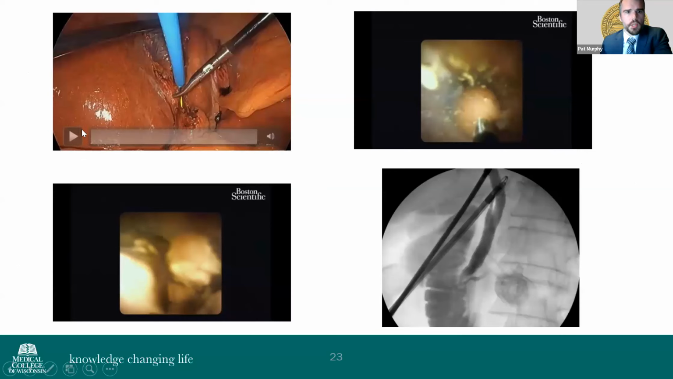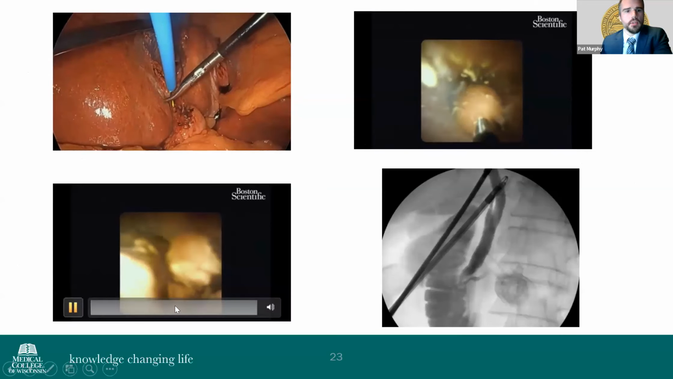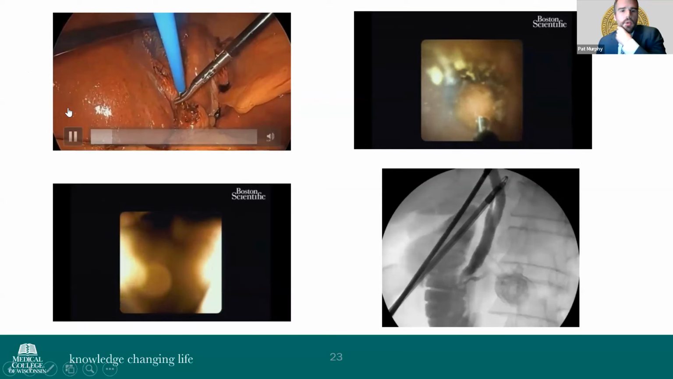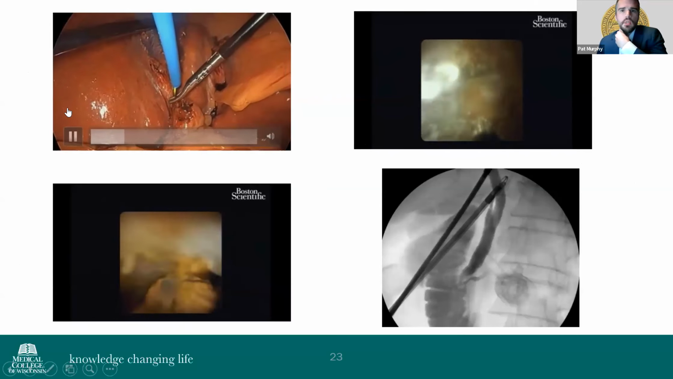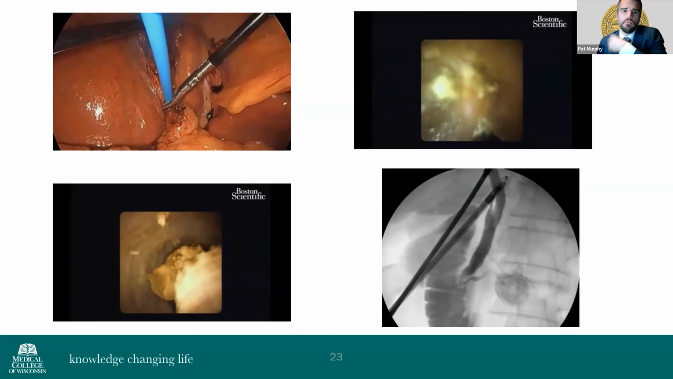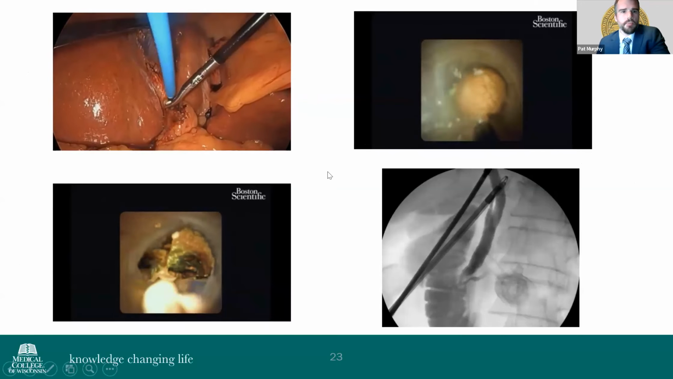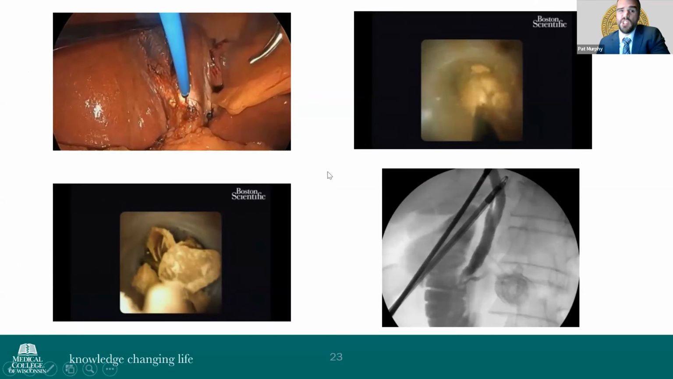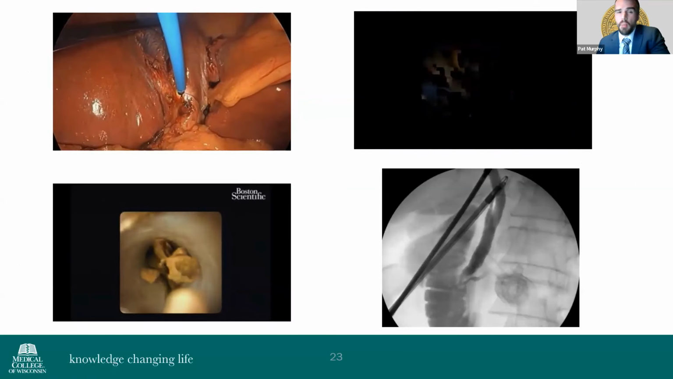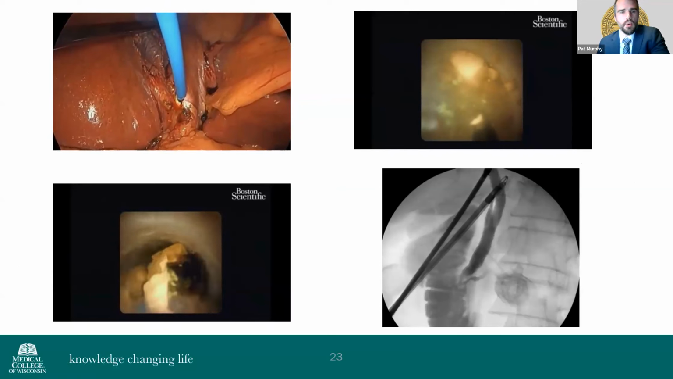And then the last one I want to show, and I'll play all these together. This is the last slide. Basically, that guy with the bilirubin of 8 had these two enormous stones. We used lithotripsy, broke up all the stones, and pushed them all into the duodenum. He went home the next day. And we saved him probably a very challenging ERCP and probably multiple ERCPs, to be quite honest.